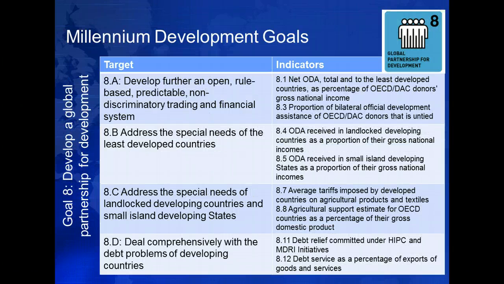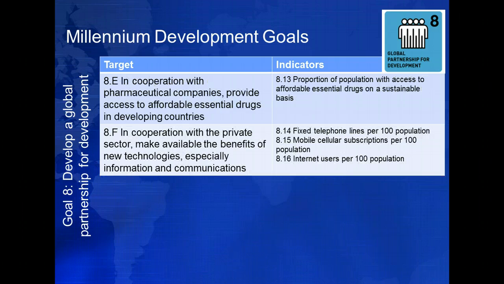Finally, Goal 8 focuses on establishing a global partnership for development. This goal encompasses improvements in aid practices, cuts to tariffs and subsidies in the developed world, and the provision of debt relief. It also includes specific measures to address the unique challenges faced by both landlocked and small island developing countries. Goal 8 also includes measures to promote the availability of essential medicines and to ensure access to communications technologies in the developing world.